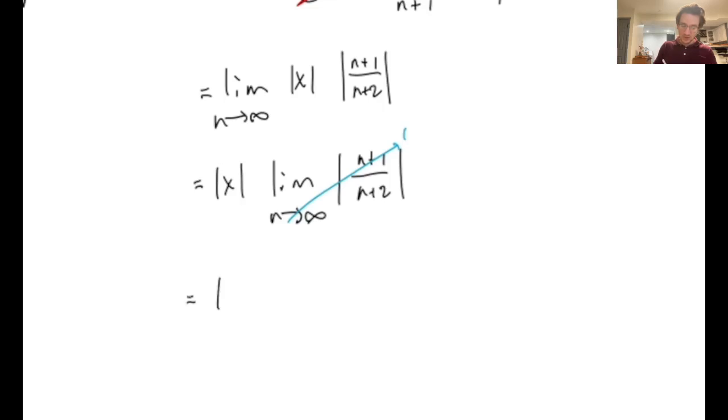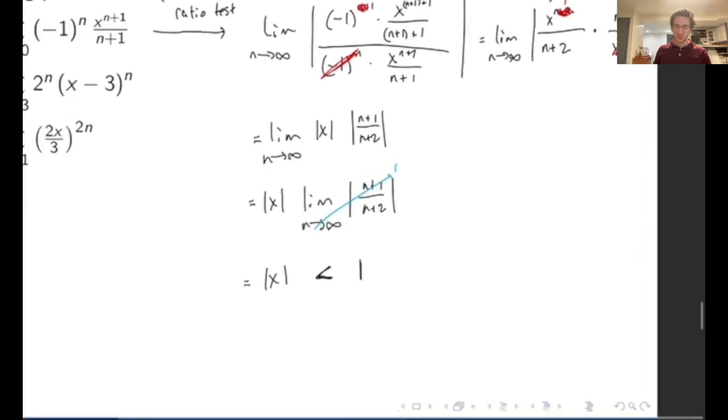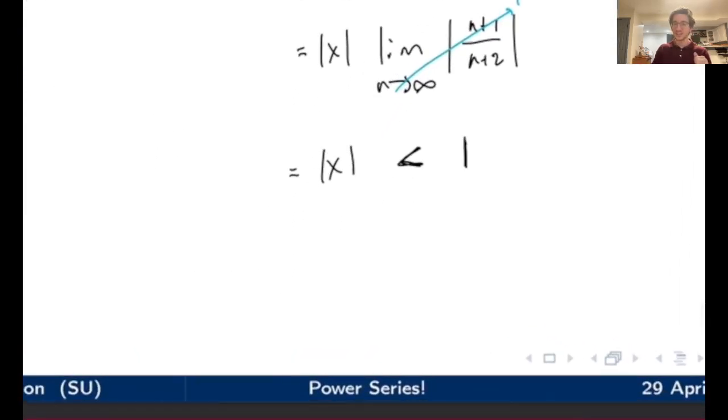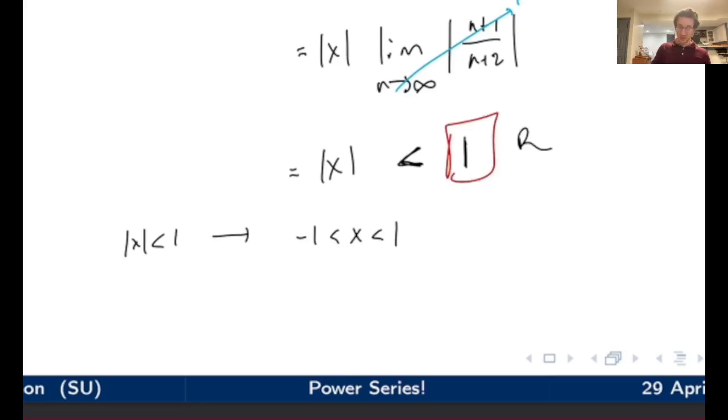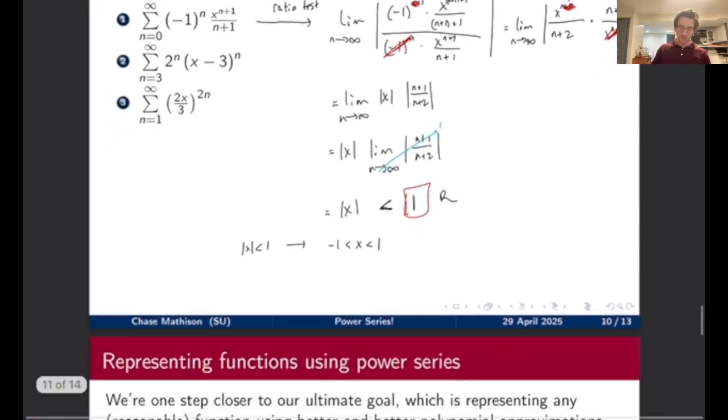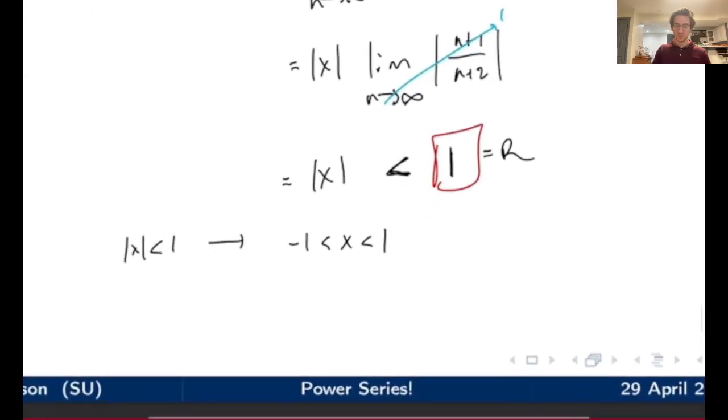So we get the absolute value of x, and the ratio test says, so we've taken the limit in the ratio test, we'll get absolute convergence when this is strictly less than 1. Okay. So this interval, absolute value of x less than 1, looks like -1 is less than x is less than 1. And so that tells me the radius. So, I mean, honestly, this tells you the radius of convergence. That is r. Okay, so for number 1, the radius of convergence is equal to r.